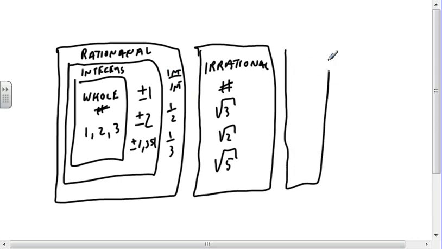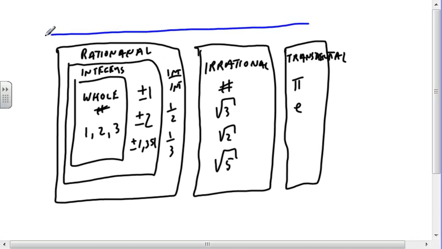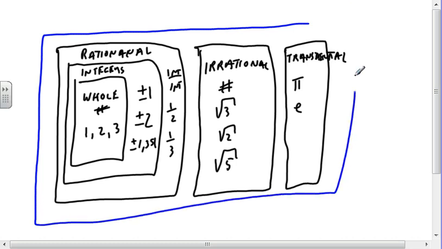And then we have another set of numbers called transcendental. And that's pretty badly misspelled too. Pi would be a transcendental number. E, the base of the natural logs, would be a transcendental number. All these numbers together form a set of numbers that we call real numbers. So all the real numbers are the whole numbers, the integers, the rational, irrational, and transcendental numbers.